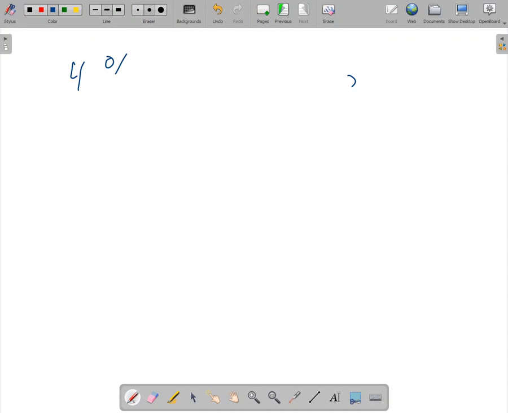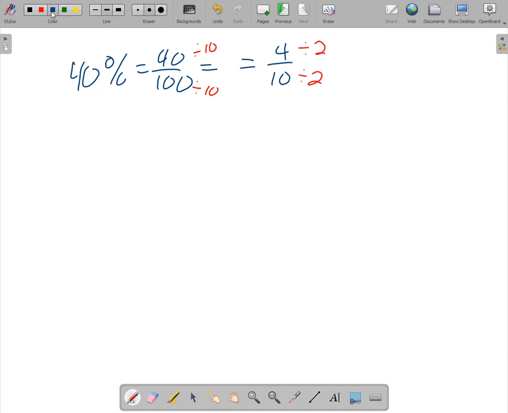We have 40%, which is 40 over 100. We divided by 10, and that gives us 4/10. And then what are we going to do? Divide again by 2. And again, when it matters, when you're taking some kind of assessment, write all this down. 4 divided by 2 is 2. 10 divided by 2 is 5. So we get 2/5, which is what Jamie started with, right?